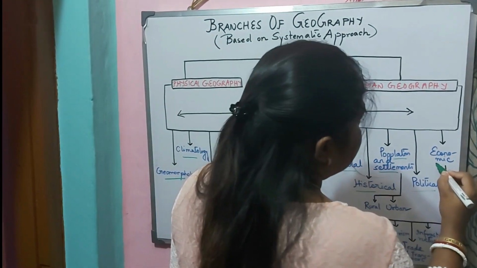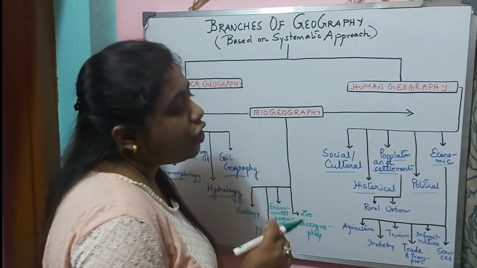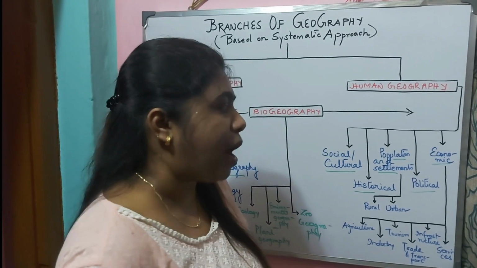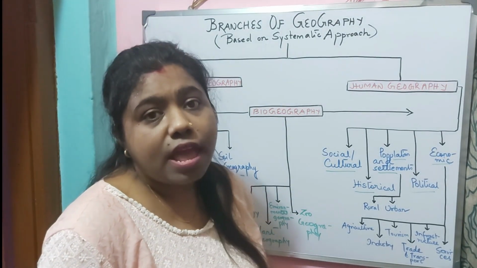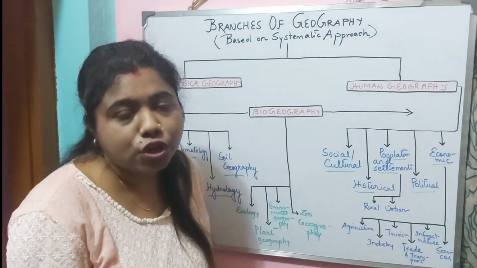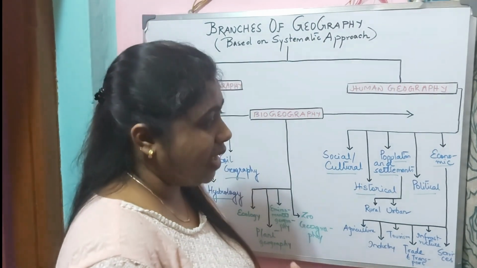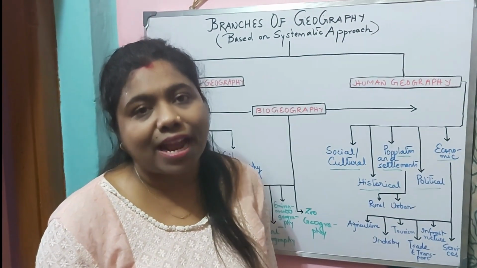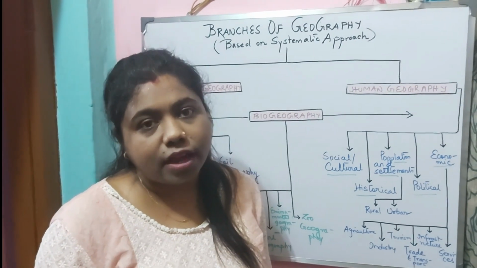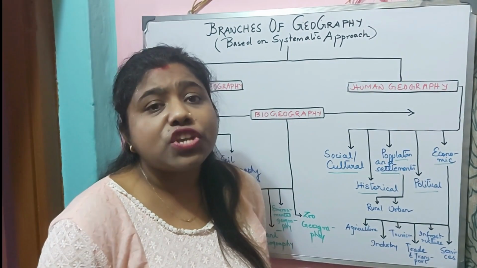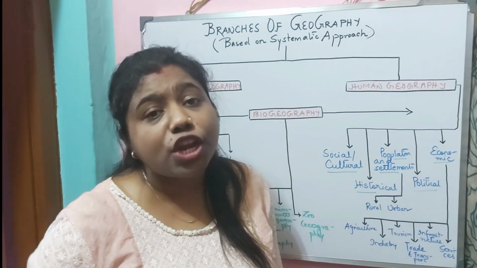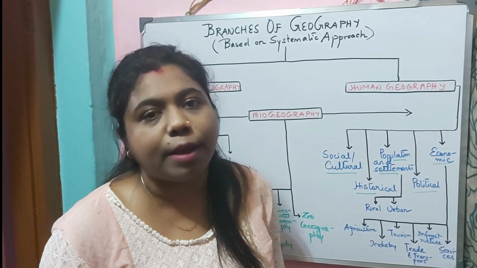Now what do you mean by economic geography? Economic geography studies about the production, the consumption, and the distribution of commodities. It mainly deals with different economic activities like industry, agriculture, trade, commerce, which helps in the economic development and cultural development of the people.